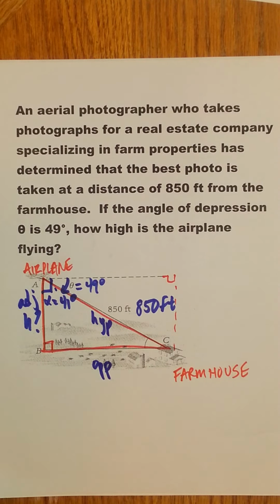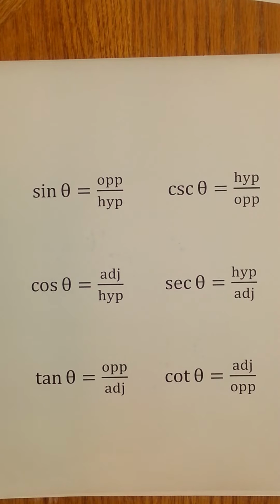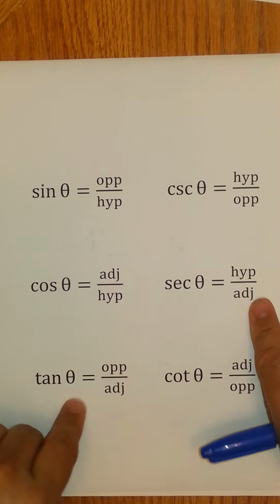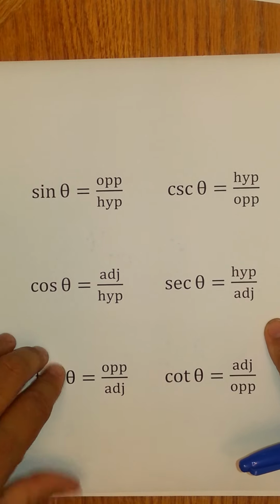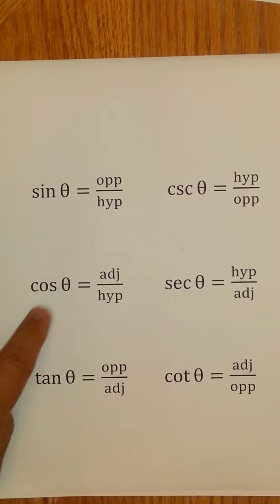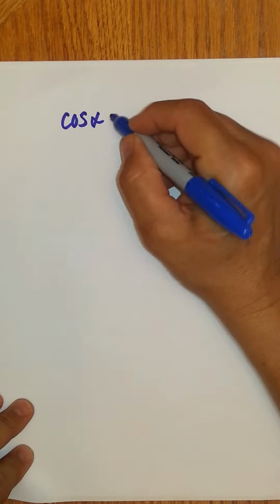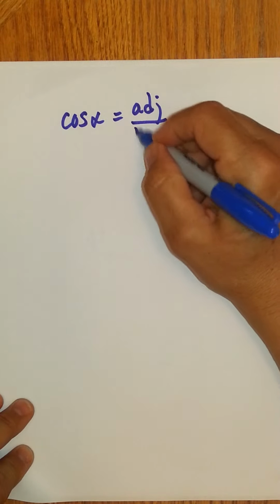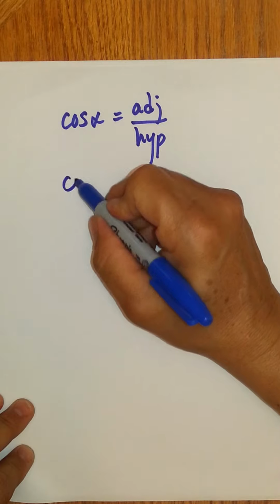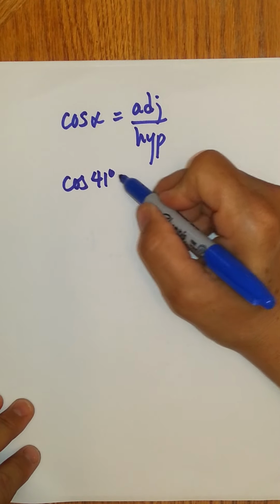So which function should I use? Well, let's take a look at our functions that are available to us, and remember, we're looking for adjacent and hypotenuse. So it looks like cosine or secant, and I like to work with sine, cosine, and tangent because the buttons are already there in your calculator. So I'm going to use cosine. So then what we're going to do is say that the cosine of alpha is adjacent over hypotenuse, and then plugging everything in, the cosine of alpha is the cosine of 41 degrees, and here in our picture, adjacent, we're going to let be h, and the hypotenuse is 850.